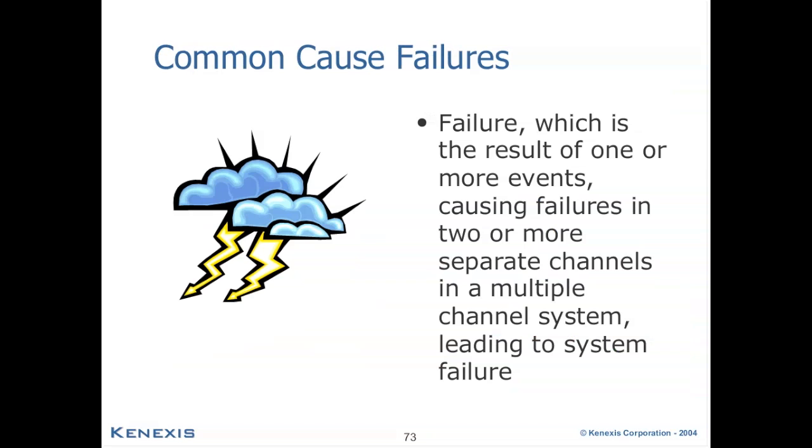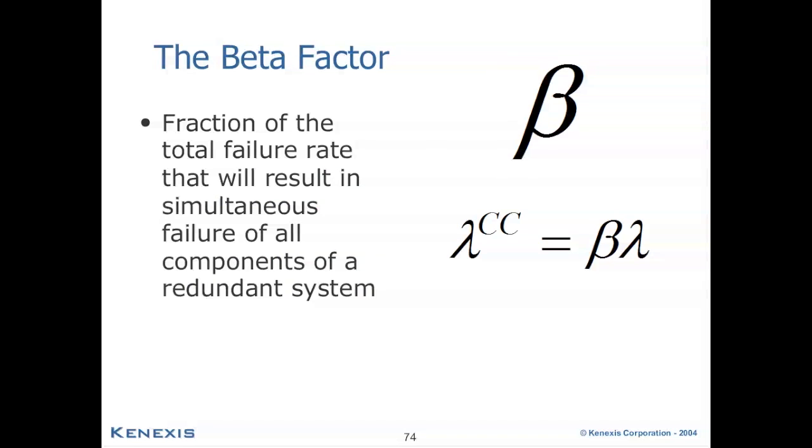But as far as redundant systems are concerned, there exists the possibility for failures to occur in 2 or more separate channels in a multiple channel system, which will result in failure of all the instruments considered. And these are considered common cause failures. With respect to common cause failures, we'll be concerned with a beta factor, which is a fraction of the total failure rate that results in all of your components considered within a redundant system shutting down at the same time. We can view this as setting a common cause failure rate of beta times the overall failure rate.